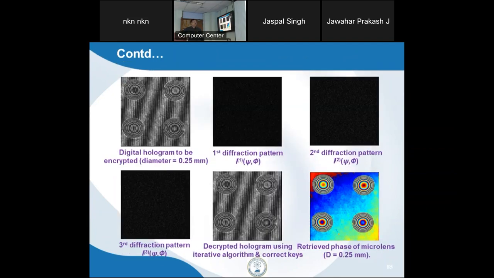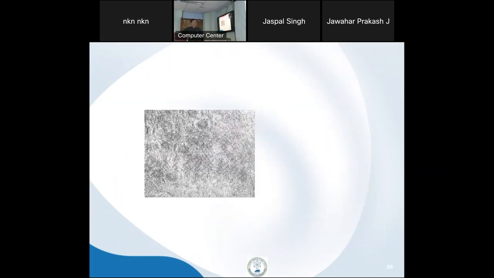These are the four lenses that have been placed together, and this is how you can see the decrypted hologram. So basically, it is all digital hologram recording in the optical domain and the rest everything in the digital. So here it is a hologram. It's a Fresnel hologram, and it is for the lens. So if you reconstruct it, this is what it is.